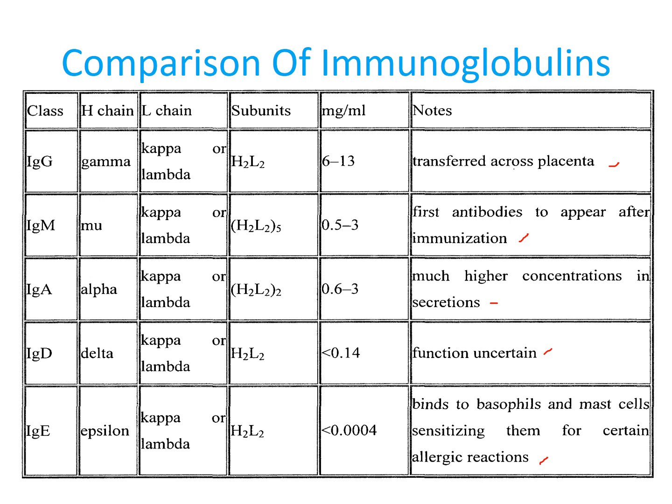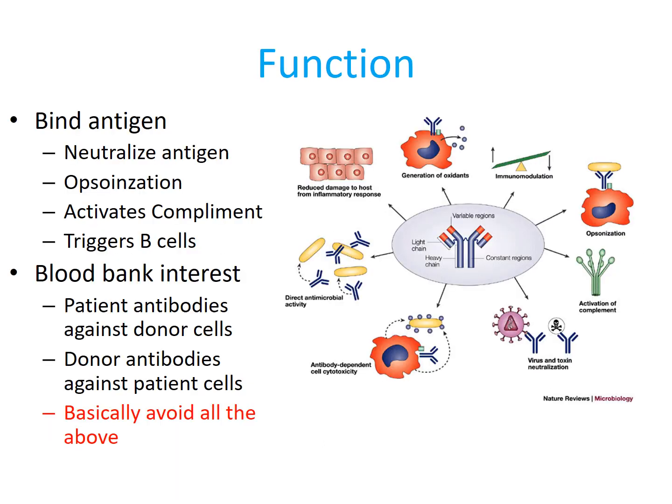And if you think about it, when you're trying to respond against a worm, you're not going to be able to engulf a worm. You can't engulf and process and then present worm antigens. They're too big. So instead, IgE directs basophils and mast cells to the parasite and then just dumps the contents of the cell on the parasite, thus killing it.